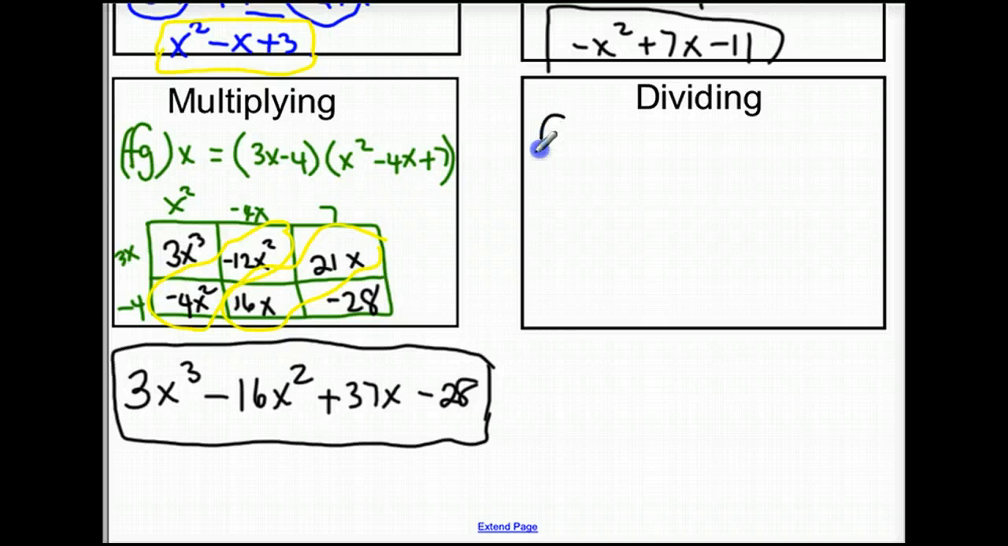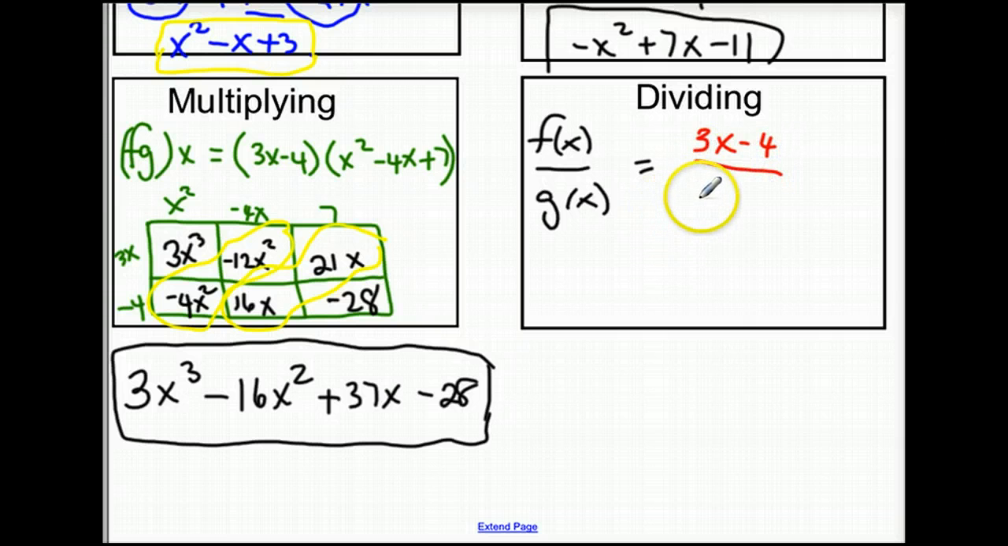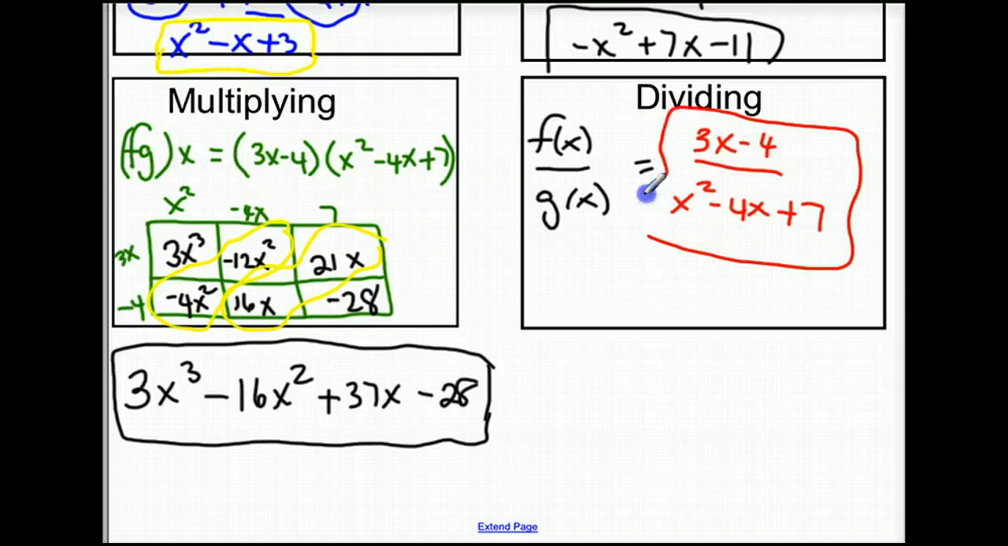Dividing is pretty simple. F of x divided by g of x. What's my f of x? My f of x is 3x minus 4 over my g of x, which is x squared minus 4x plus 7. And I just leave it as this. And that's my final answer.